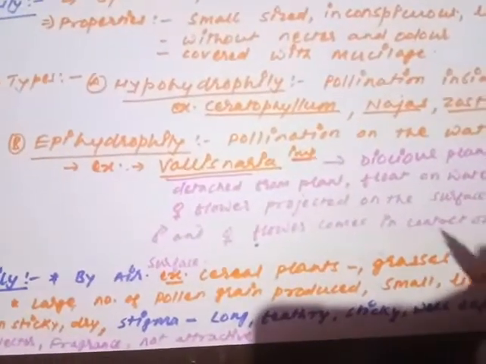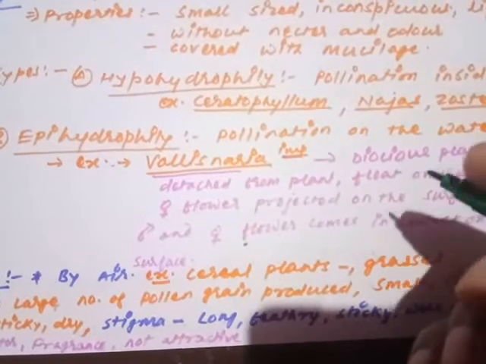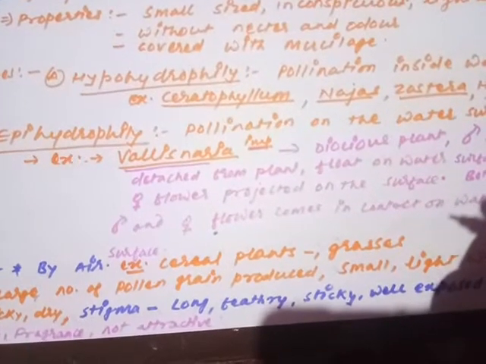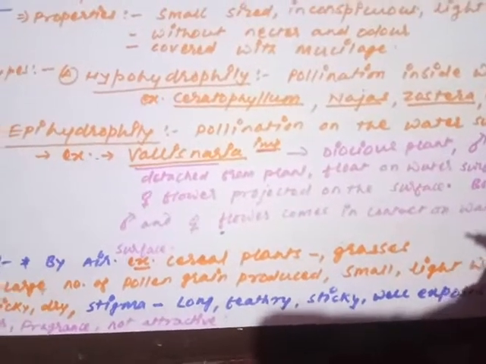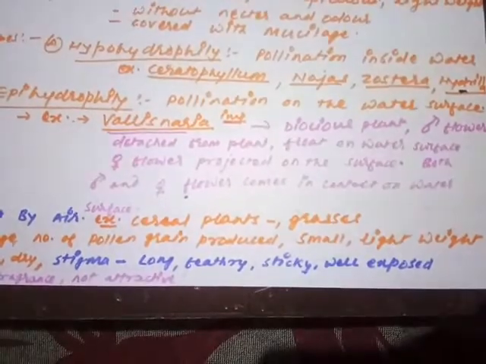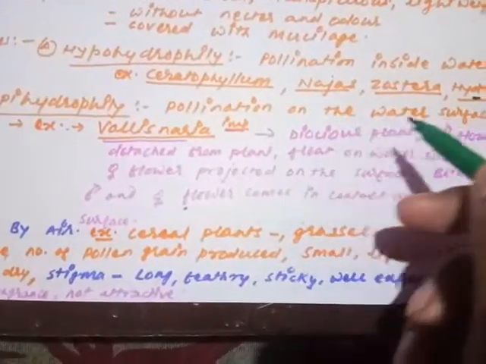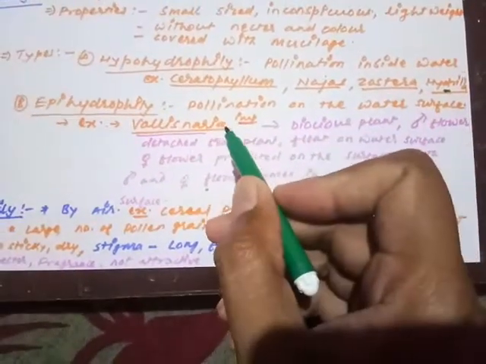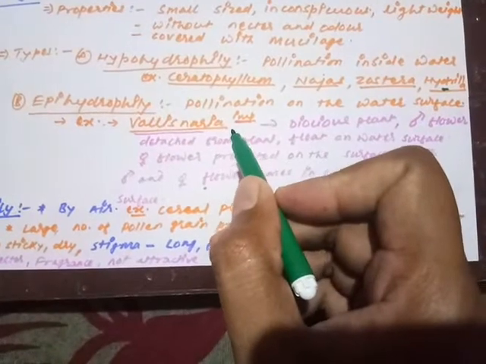So when the pollination occurs on the surface of the water, even though the complete life cycle and all the activities of the plants performing epihydrophily are completed inside the water, only for the pollination process do they come over the surface of the water. So remember, pollination on the water surface is called epihydrophily.